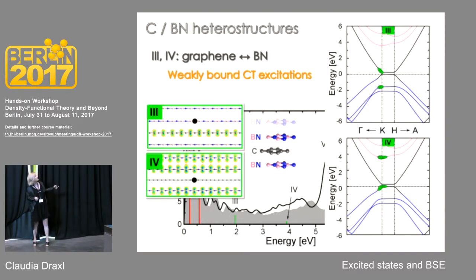And this is what we see also in the exciton wave function. Exciton number 3, the hole is sitting on nitrogen, the electron fully delocalized in the graphene plane. Exciton number 4, the hole is sitting on graphene, and the electron is delocalized on both planes, because this band has contributions from both of these atoms due to this strong coupling that I mentioned before.